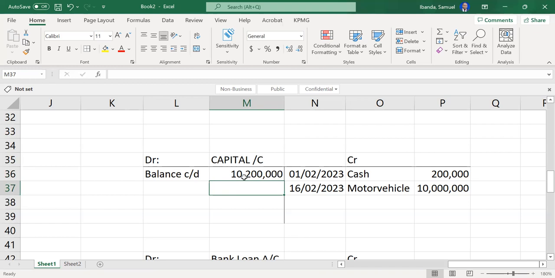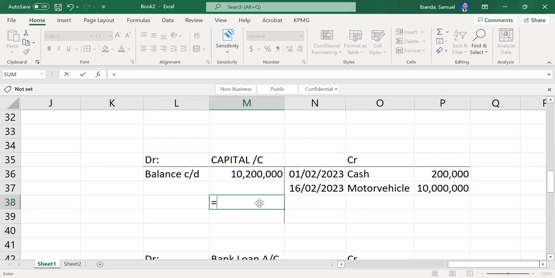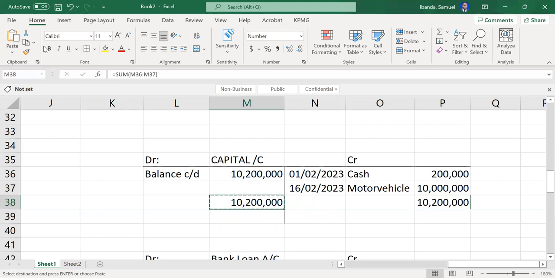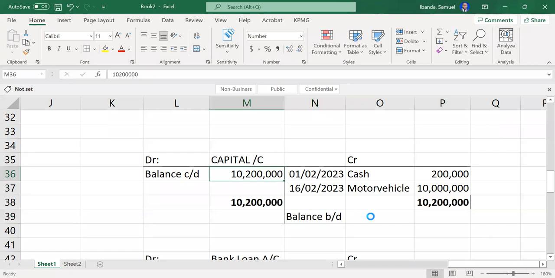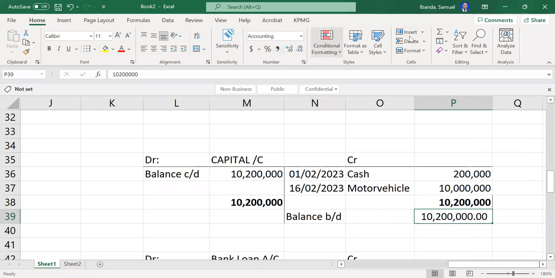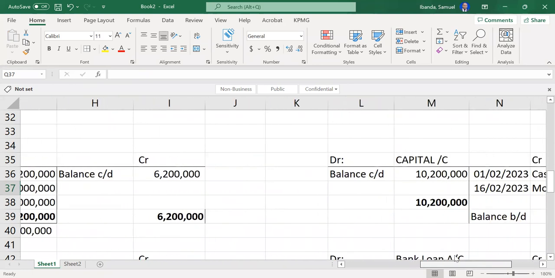So what this means is our total will now be the same across. So 10.2, this is also 10.2, just to bolden this. So as I have a balance carried down here, I'll have my balance brought down of 10.2, okay? Like that. That is what I'll have. So that's how I've balanced off my cash account and capital account.